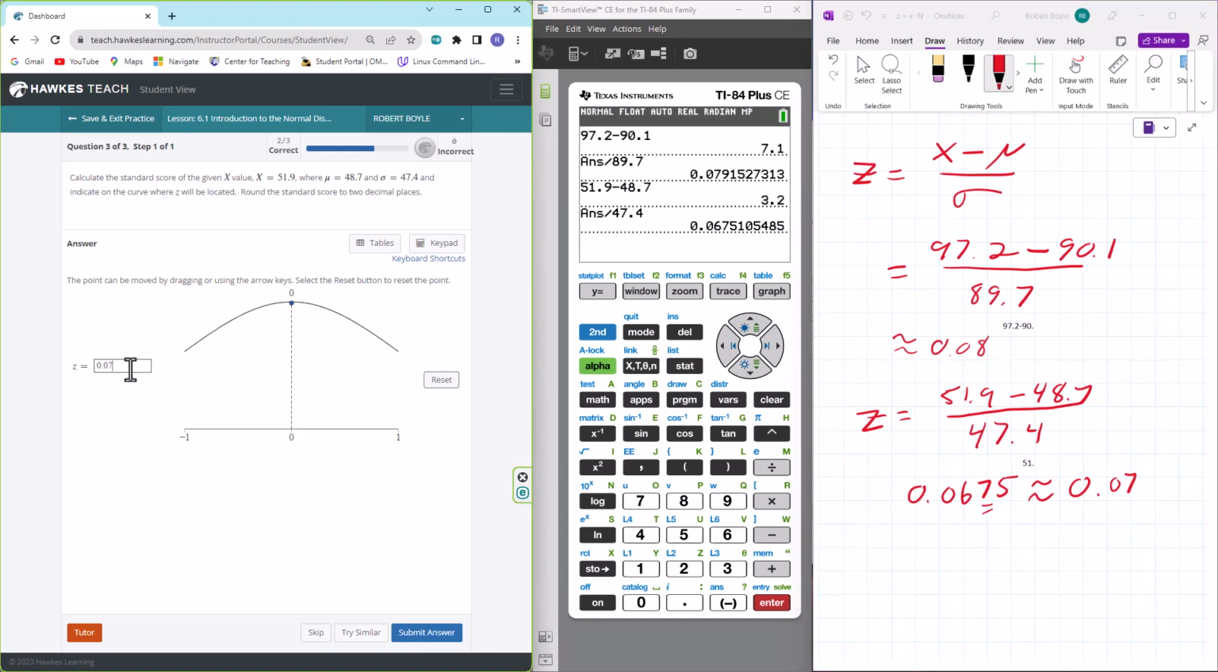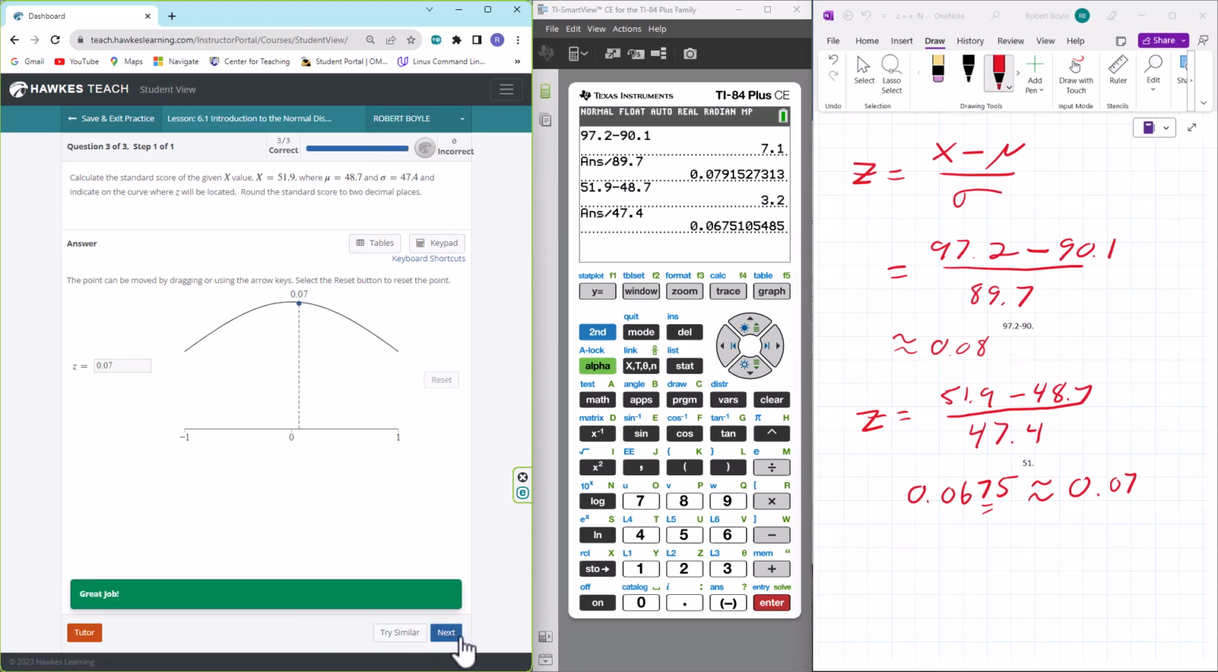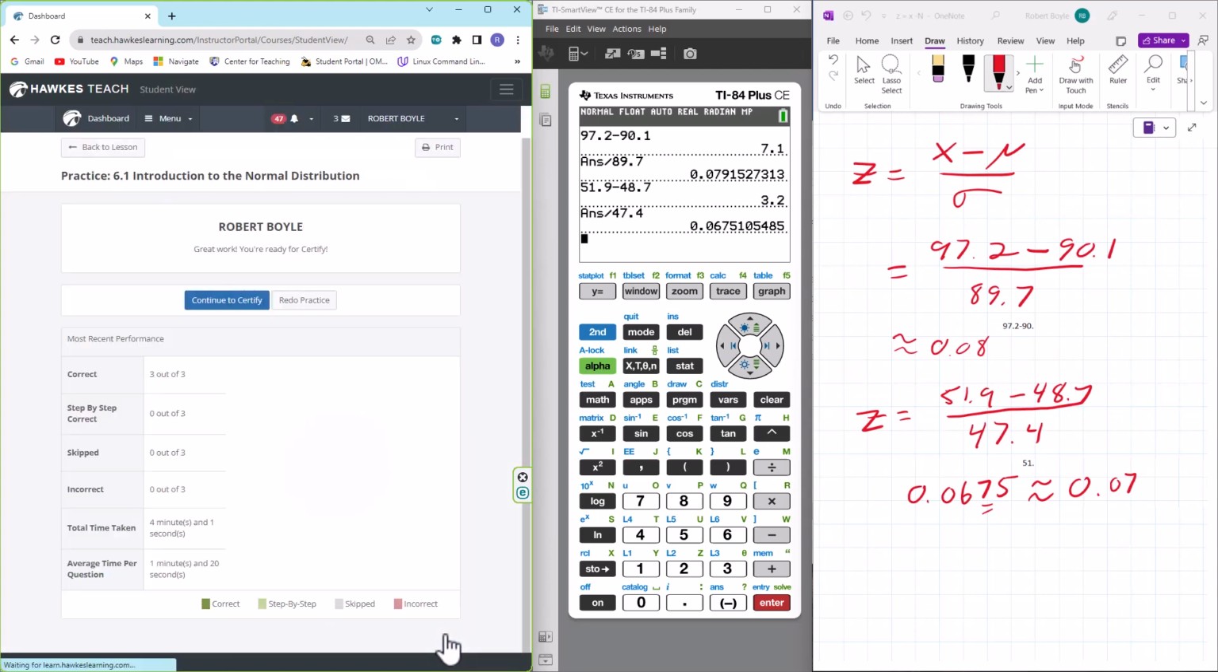And now we need to move this to where it says 0.07. And notice, once again, you can actually see the numbers. But we want to get to 0.07, which is right about there. Submit your answer. There you go. And that is your homework for this particular section.